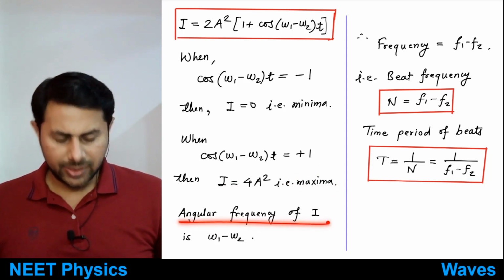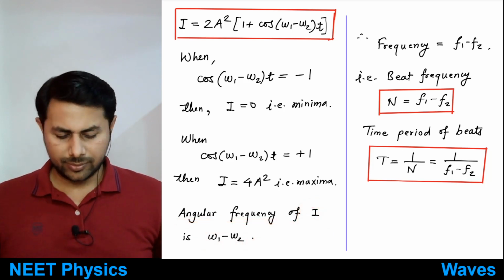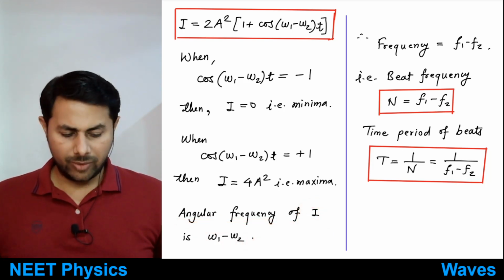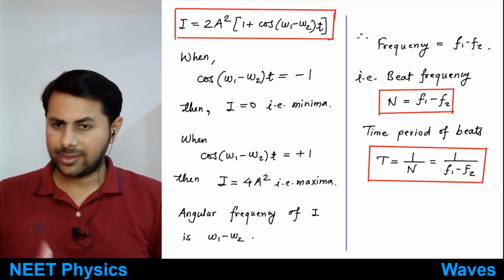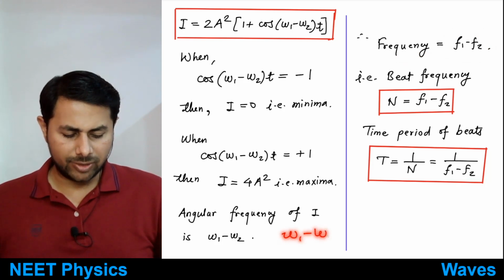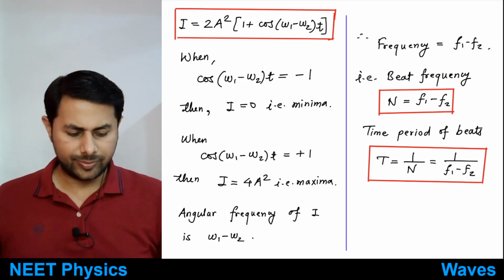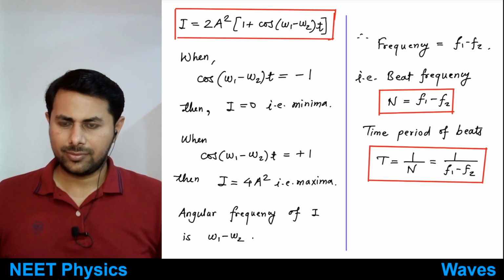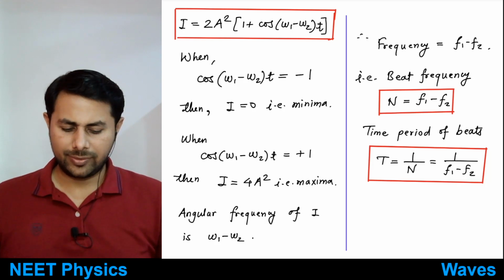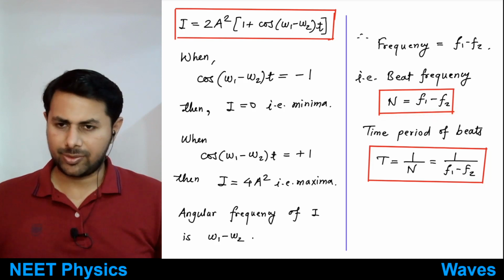So what you get is angular frequency of I is equal to omega 1 minus omega 2. Okay, and therefore what would be the frequency? The frequency of beats would be equal to f1 minus f2. Angular frequency is omega 1 minus omega 2, therefore the beat frequency would be equal to f1 minus f2, right? This thing is clear? Everyone? Okay, so beat frequency is f1 minus f2.